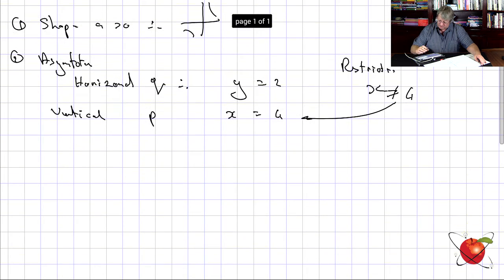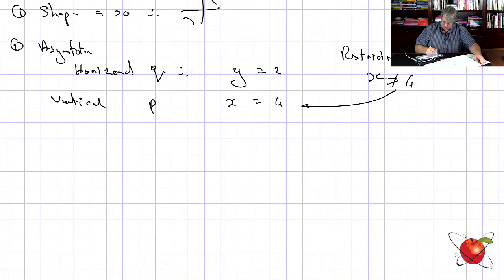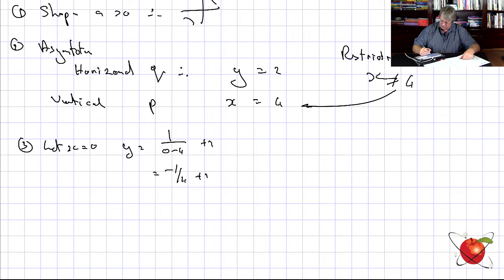What's the next one? Okay, let X equal 0. And we put it in and we get y is equal to 1 over 0 minus 4 plus 2, which is going to be minus a quarter plus 2, which is 1 3/4. Oops, 1 3/4. Don't you hate it when it does that? 1 3/4, which is 7 over 2.